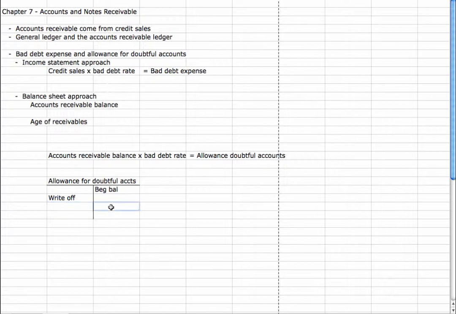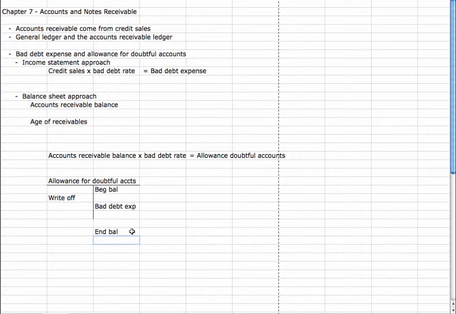Now on the other side of this entry, the side that increases the allowance for doubtful accounts is the amount of bad debt expense that we're going to recognize in this current period. When we take all this together, we take the beginning balance plus the bad debt expense minus the write-offs for the period, we will get the ending allowance for doubtful accounts balance.